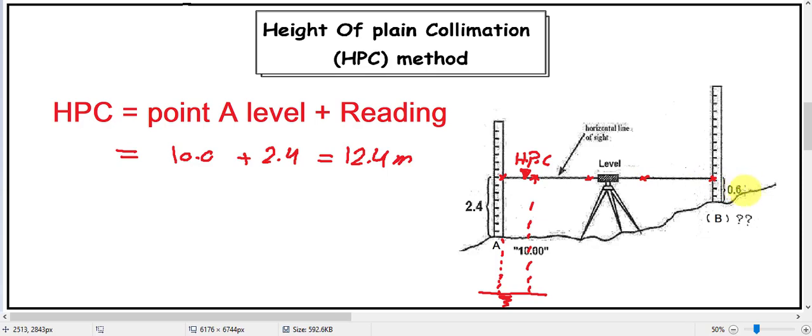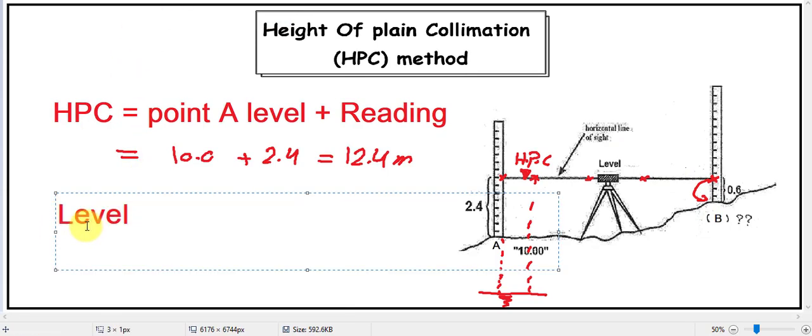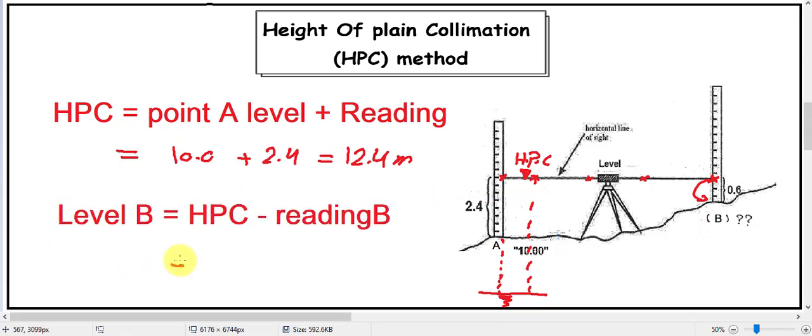Therefore, the second step is to calculate the point B level. So the point B level equals HBC, this point, minus the reading on point B. So the second equation to be used is that the level of point B equals HBC minus the reading of point B. So the level of B equals 12.4 meter minus the reading on point B, 0.6 meter. So the level of point B will be equal to 11.8 meter.